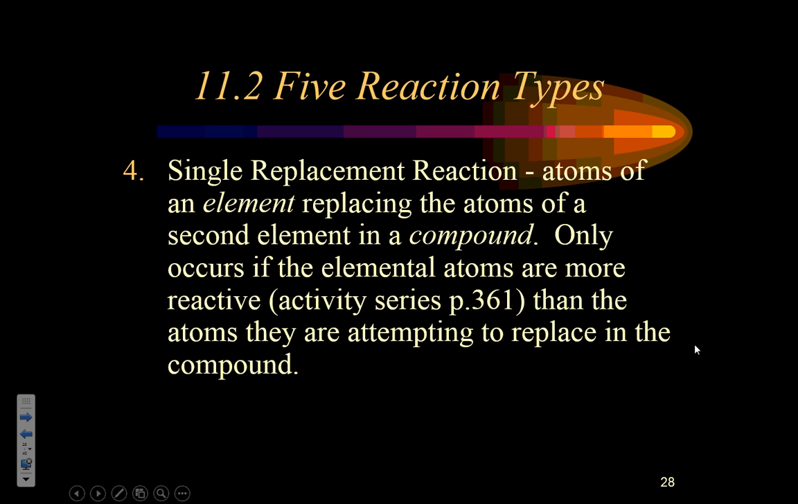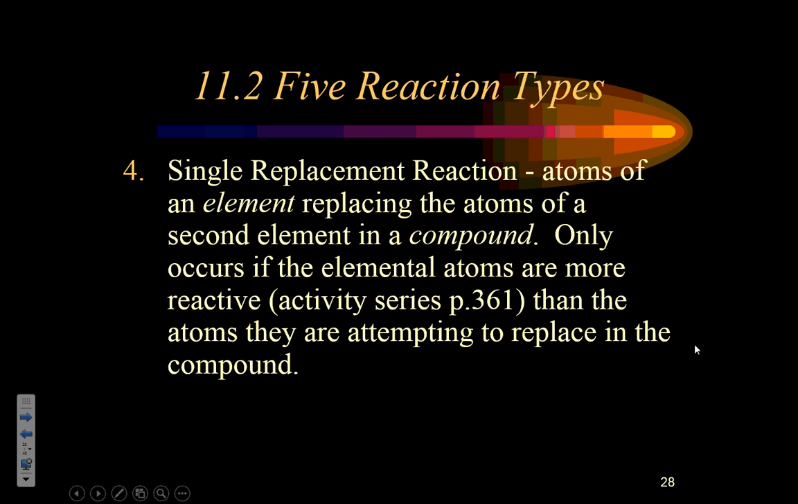So basically we have an element in a compound, and that element is replacing a like element in the compound it's reacting with. Now, it only occurs if the elemental atoms are more reactive. And there's this thing called the activity series on page 361 in your book. We'll talk about what an activity series is and how we use it to answer this question.